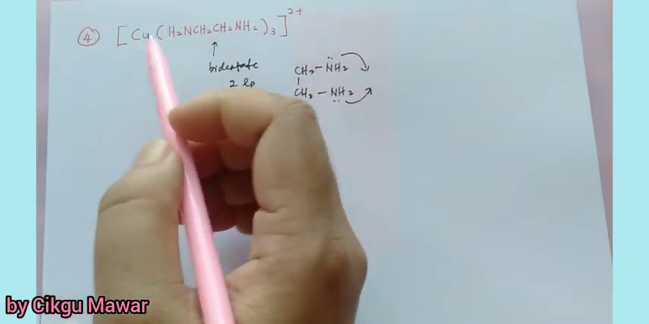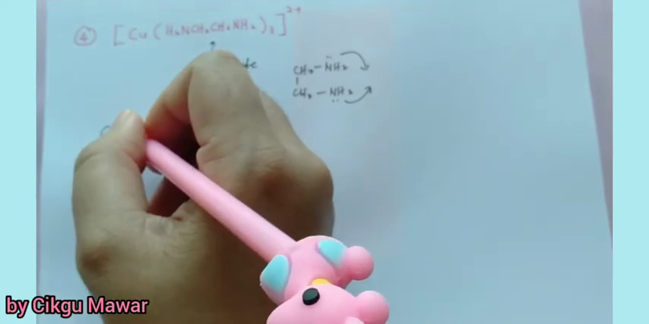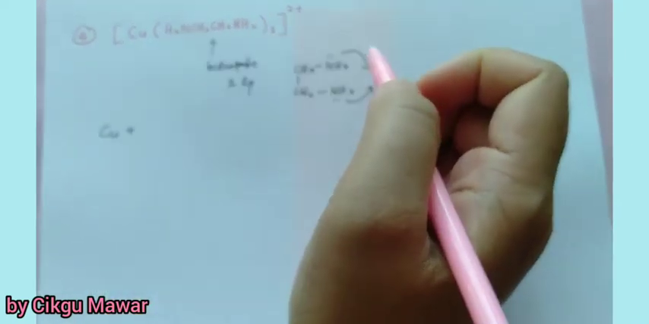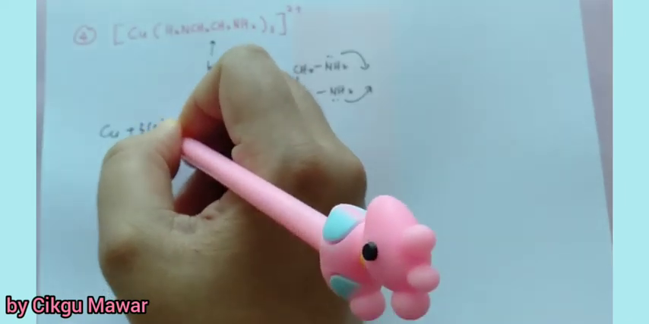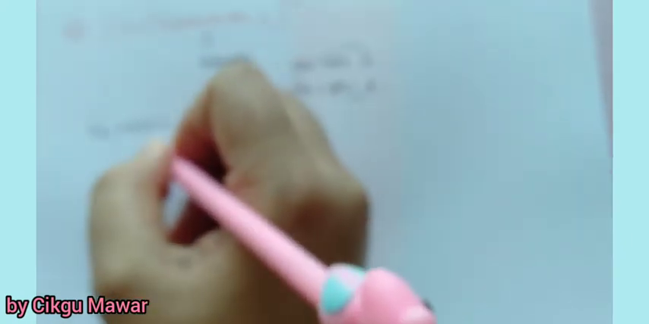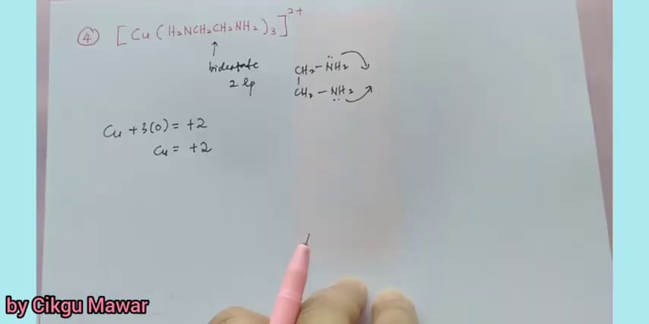So we start by calculating the oxidation state first. Copper, and then plus. So this is the neutral bidentate, so 3 times 0. Equal to positive 2. And then copper is equal to positive 2 oxidation state.